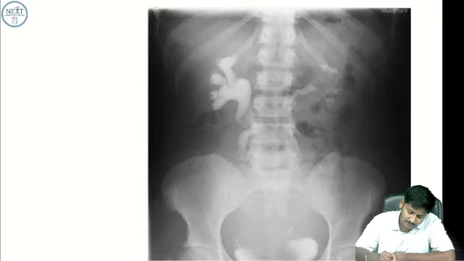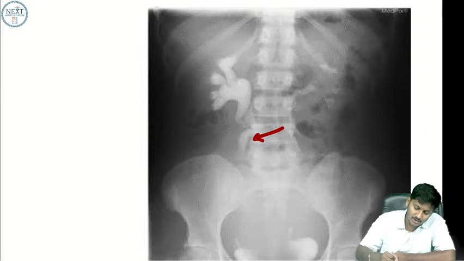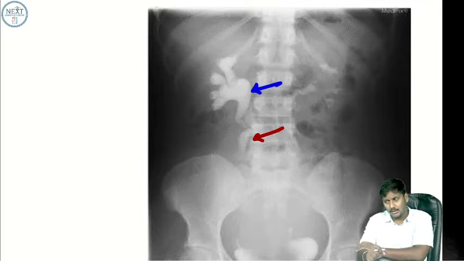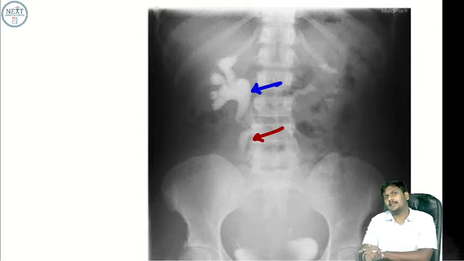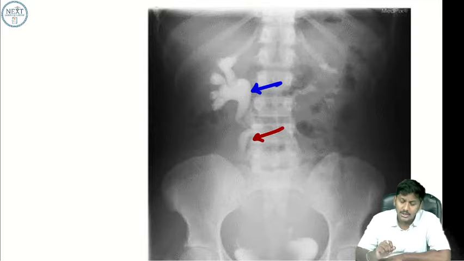Here you are able to see, beta, the contrast is not able to flow properly from the ureters. Second, there is retention of urine inside the pelvis and the calyces. Therefore, the renal pelvis and the renal calyces appear to be dilated. Okay, the renal pelvis and the calyces appear to be dilated definitely over here. That is important to be remembered. Is that clear? So remember.